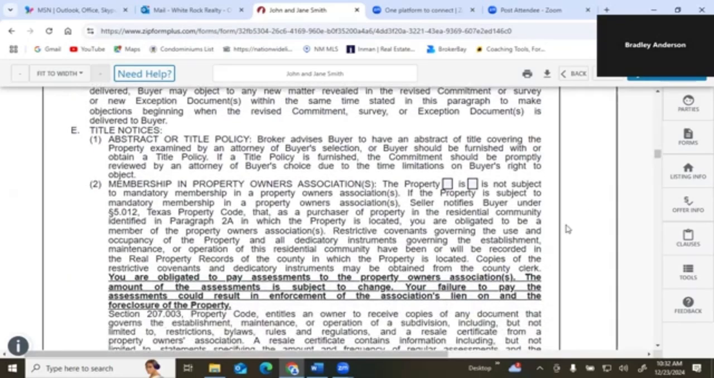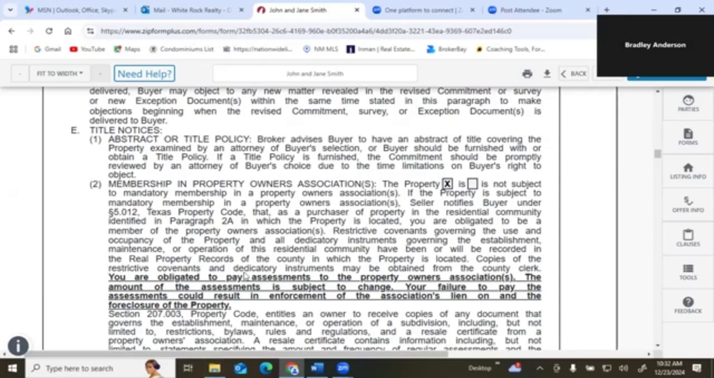And then is the home in an HOA or is it not? Let's just say it is. That means you're going to have to fill out the mandatory membership in a homeowners association addendum. Okay. And remember what I said, if something is in these contracts and it's bolded and underlined, it's important.